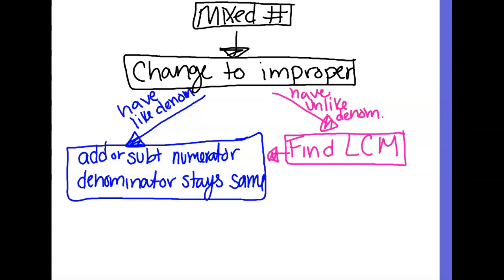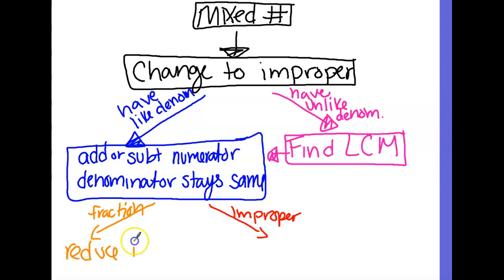Okay, when you have like denominators and you add or subtract the numerator, you're going to get two options. You're going to get a fraction or a mixed number, an improper fraction. Yep. If I get a fraction, what do I do? Reduce if possible.